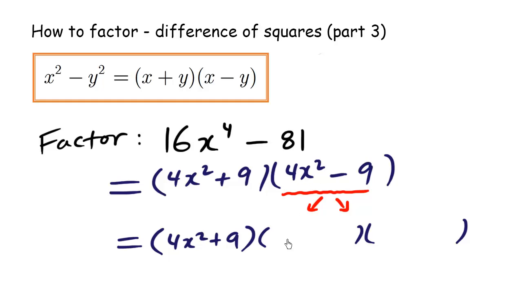What times what is 4x squared? We have 2x times 2x is 4x squared. And then write down plus minus. What times what is 9? We have 3 times 3 is 9. Survey this question. Use your eyes to check out each part. Can we factor any further? And the answer is no. Excellent.